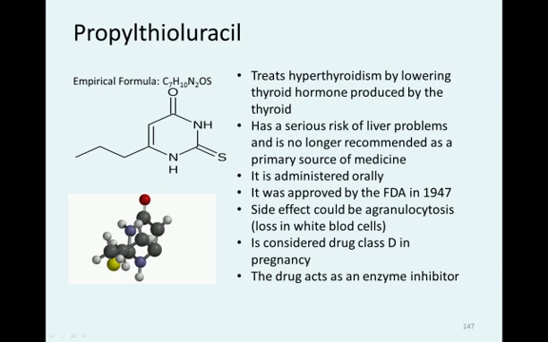Propylthiouracil is a drug used to treat hyperthyroidism. It has a serious risk of liver problems and is no longer recommended as a primary source of medicine. The drug was approved by the FDA in 1947.